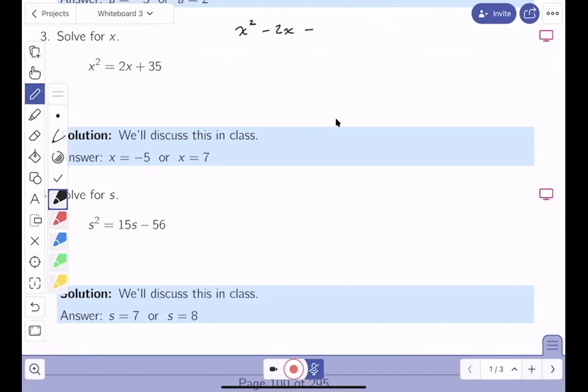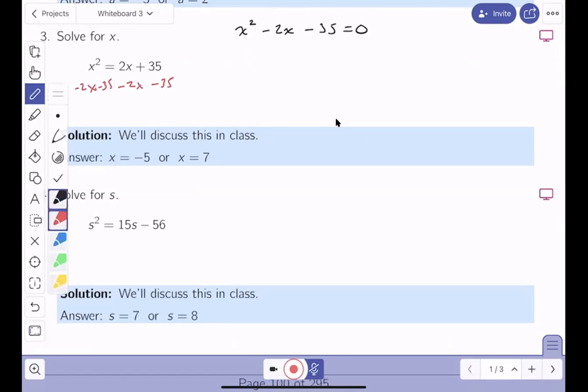And I want to subtract 35 from both sides. I want to point out what I did. I'm subtracting 2x from both sides, and I'm subtracting 35 from both sides. What would you get? x squared minus 2x minus 35. All right, let's go to town.